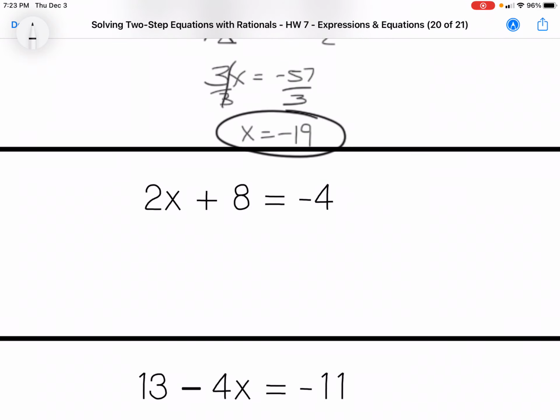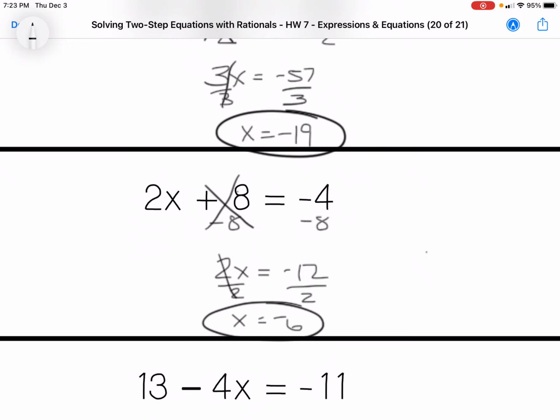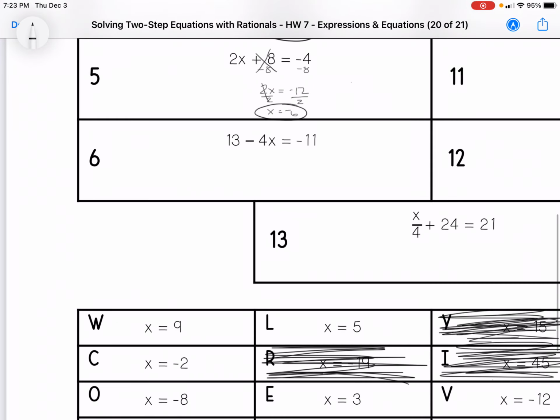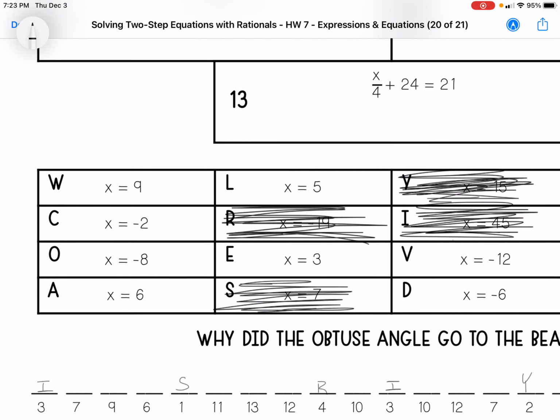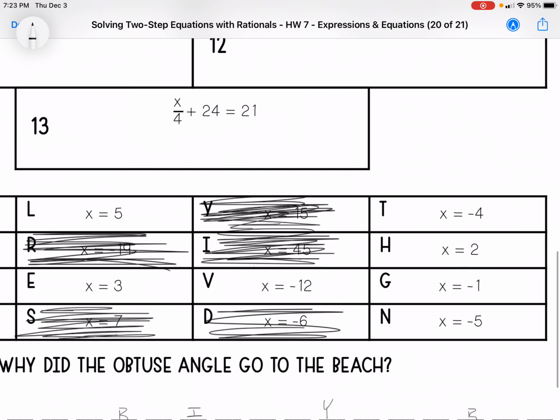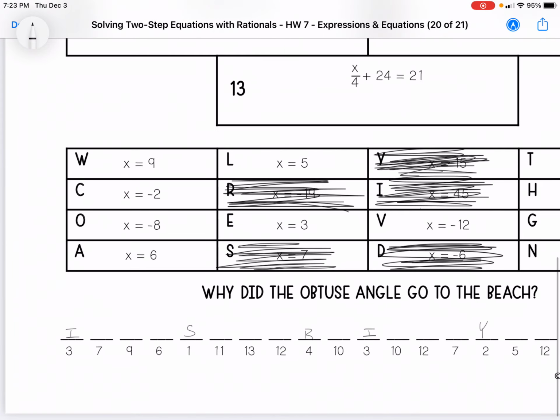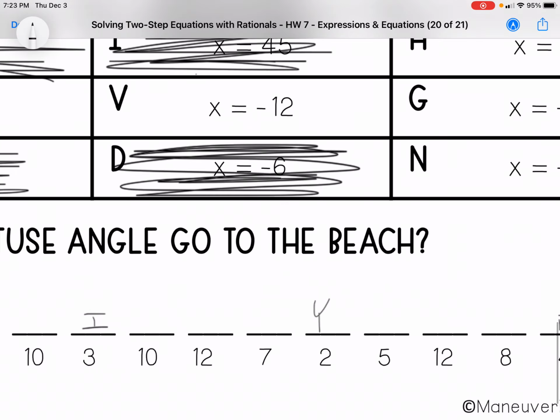Number 5. Subtract 8 from both sides. Those go away. I'm left with 2x equals negative 12. Divide by 2. X equals negative 6. That is number 5, so go down here and find negative 6. There it is, D. So 5 is D. I don't even see a 5. There it is.